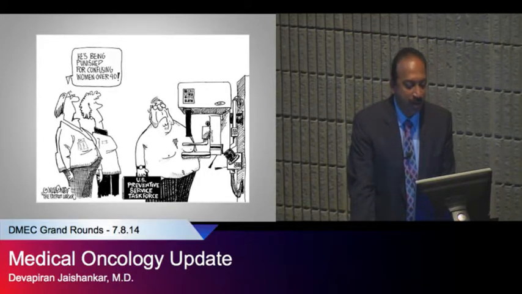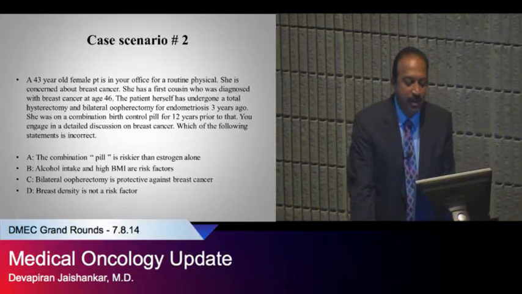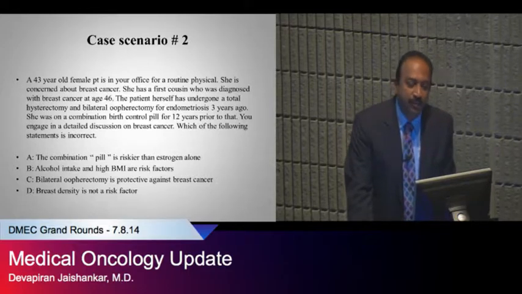Case scenario two. A 43-year-old female patient is in your office for a routine physical. She is concerned about breast cancer. She has a first cousin who was diagnosed with breast cancer at age 46. The patient herself has undergone a total hysterectomy and bilateral salpingo-oophorectomy for endometriosis 3 years ago. She was on a combination birth control pill for 12 years prior to that. You engage in a detailed discussion on breast cancer. Which of the following statements is incorrect?